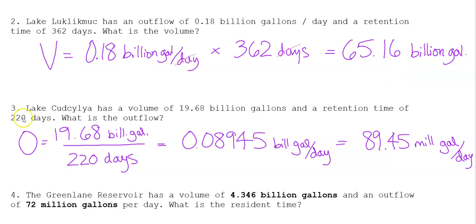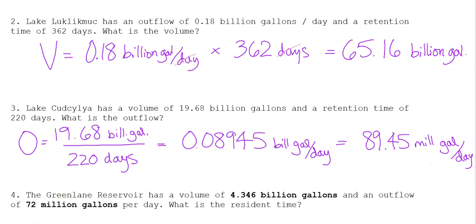If you look at the next one, you're solving for outflow. Remember, outflow is volume divided by retention time. Okay, V over RT. So 19.68 billion gallons of volume divided by retention time of 220 days. I'm going to end up with 0.08945 billion gallons per day. And if I convert that to a more usable number, if I just move the decimal place over three places, going from billions to millions, I've got 89.45 million gallons a day. Either one of those would be fine to work with as an answer.